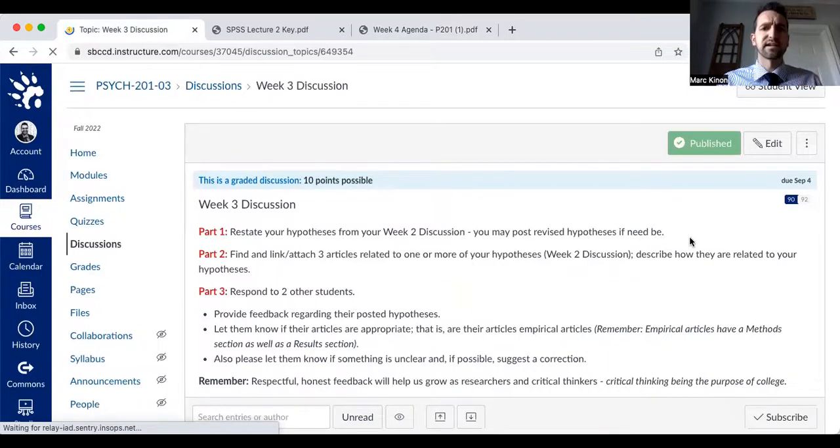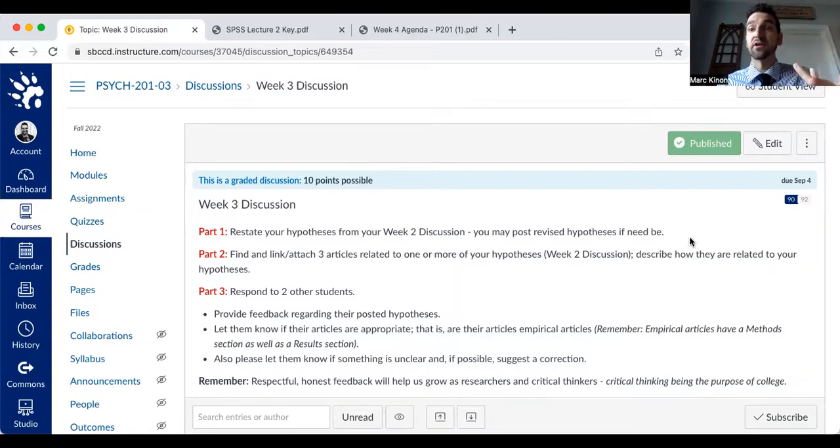So last week's discussion gave you an opportunity to find some empirical articles related to your hypotheses. It's as simple as this. If one of your hypotheses had to do with the relationship between gender and support for same-sex marriage, you would go to the library website and literally search those two terms, gender, same-sex marriage, and try to find some empirical articles. Empirical meaning the articles have a clearly labeled methods and results section.